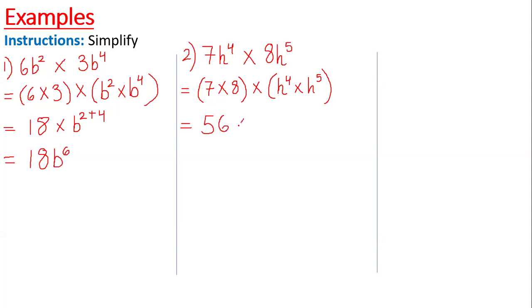Then for the h, we have to add the powers. 4 plus 5. Very good. What is 4 plus 5? That's going to be 9. So you get 56h to the power of 9. 56h to the power of what? 9. Very good.